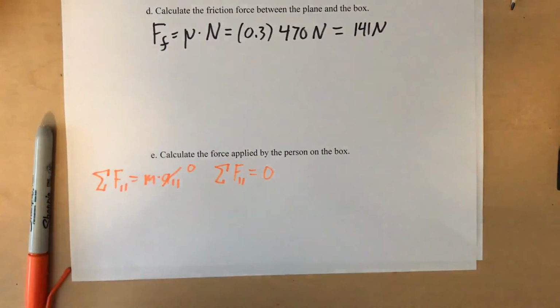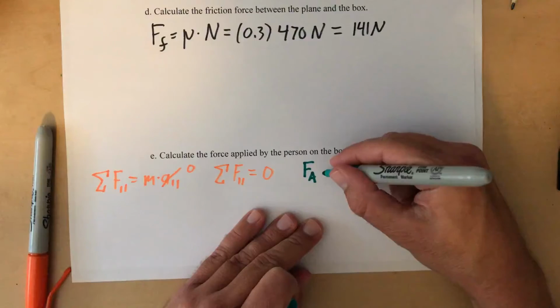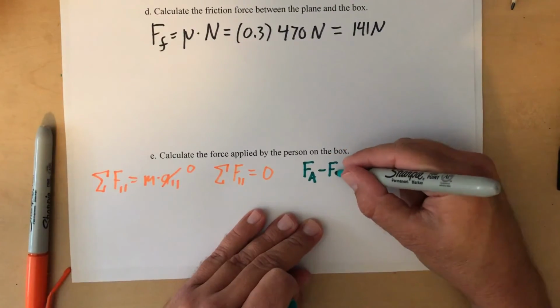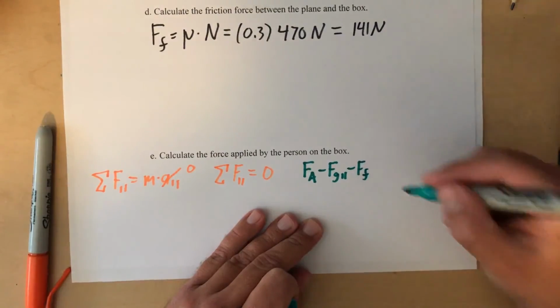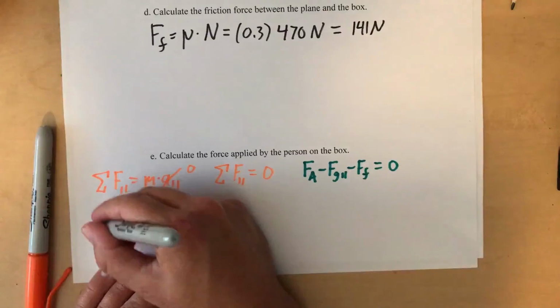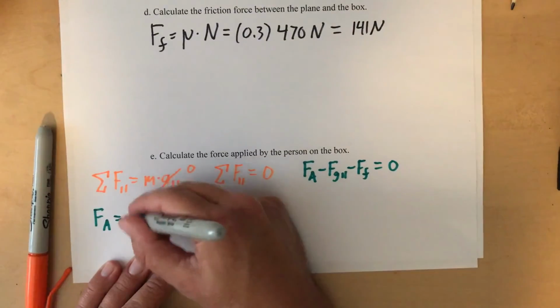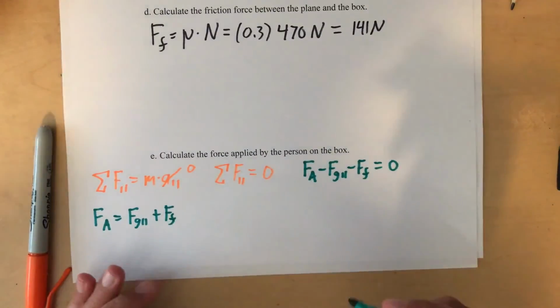What are the forces in the parallel direction? Well, we have the force applied up the plane, we have the force of gravity parallel down the plane, and we have the force of friction down the plane. So if I move these two over to the other side, I can say that the force applied must equal the force of gravity parallel plus the force of friction.